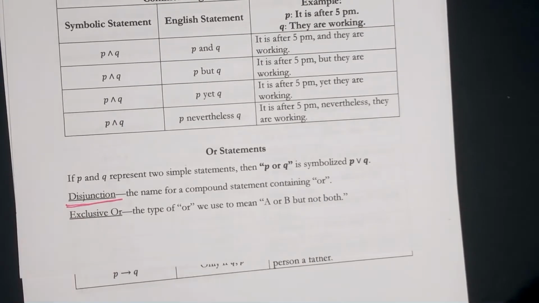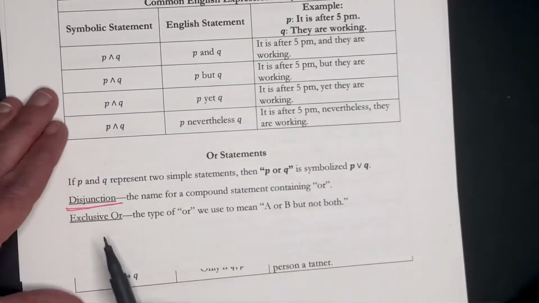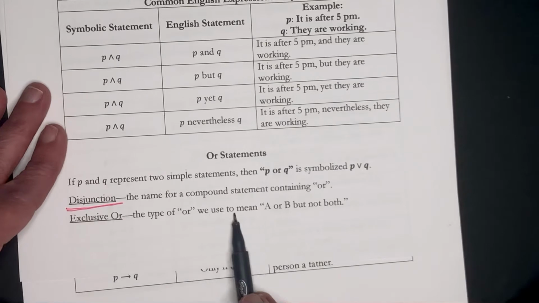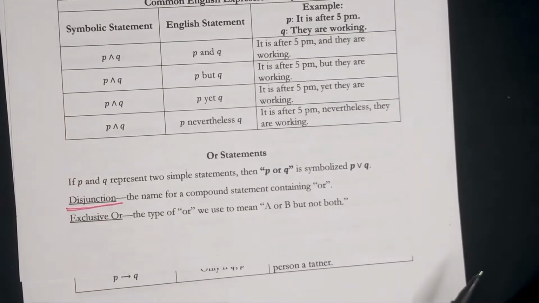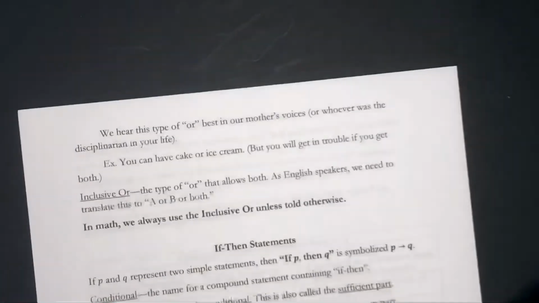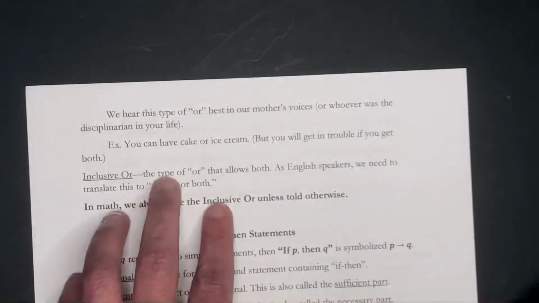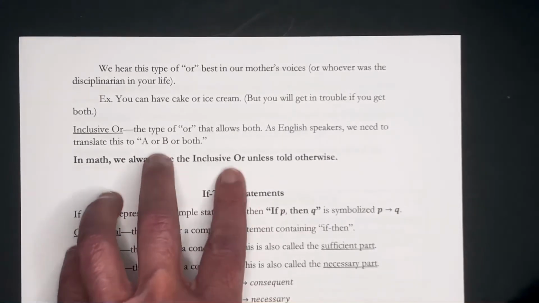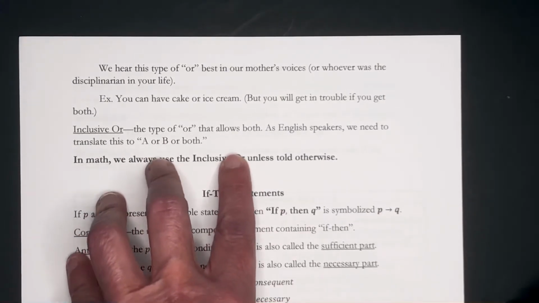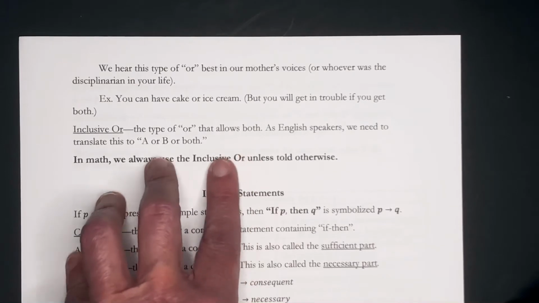Now we did talk in chapter 2 about exclusive or versus inclusive or. And the exclusive or is what we use to say A or B but not both. And then we have the inclusive or, the type that allows for both. In English, we need to hear A or B or both.